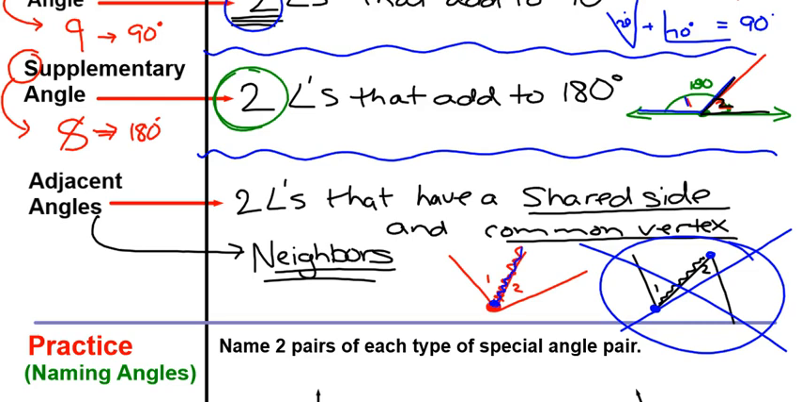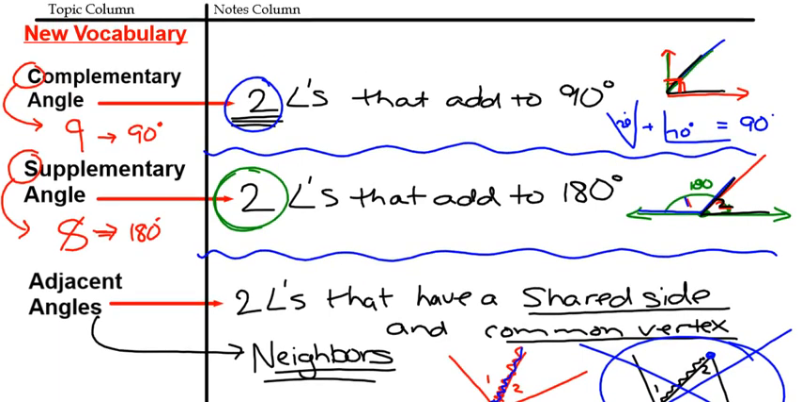Now, go back and look at the beginning of our notes right up here. The first example that I gave you for complementary angles, these guys right here, are those adjacent? And the answer is yes, they are adjacent. They are adjacent and complementary. Look at the second example we had for supplementary. Are those 2 angles adjacent? And the answer is yes, they are adjacent and supplementary.